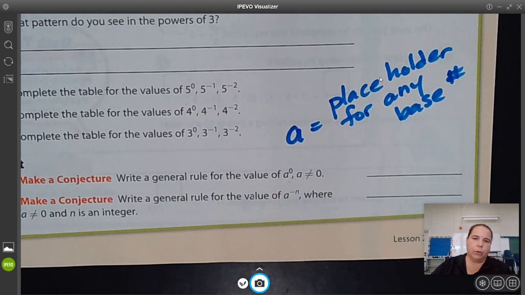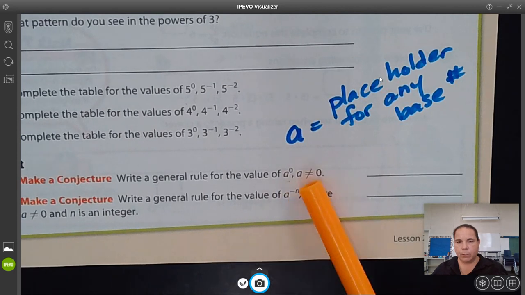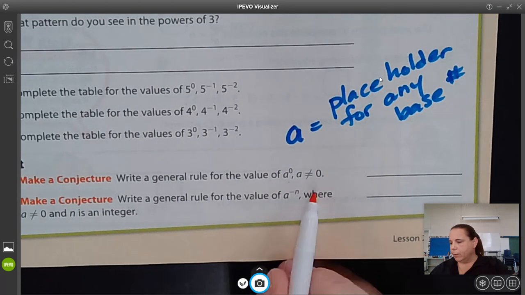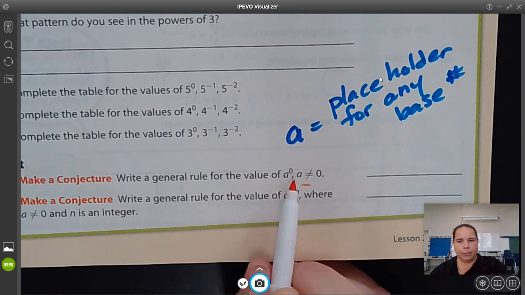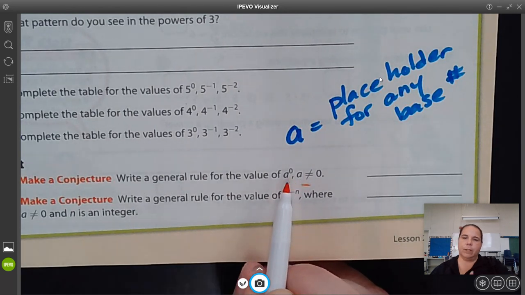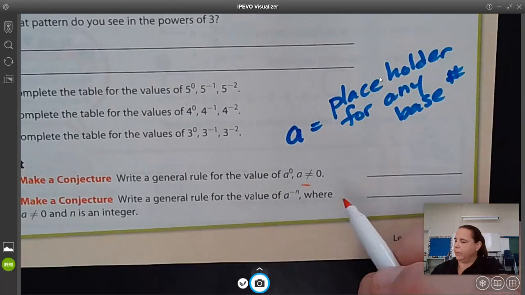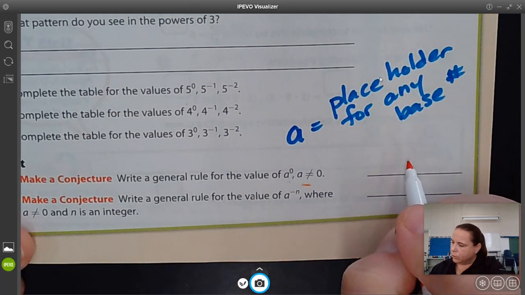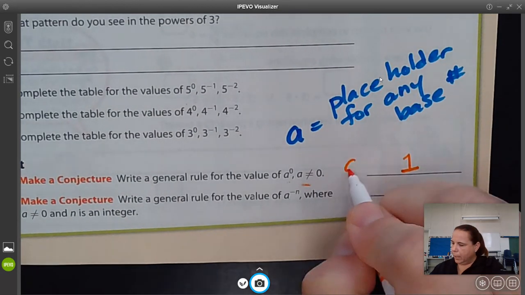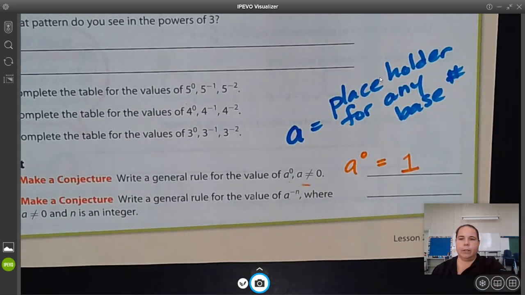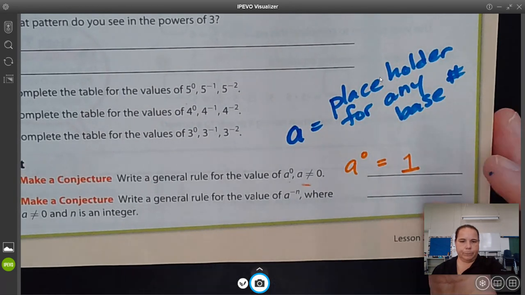And so whether it's a million or 1 over a million, if something is to the 0 power, where A is not 0. Well, if A were 0, so they're giving you some requirements. So A can't be 0. Because 0 times 1, then that would be 0. So that doesn't work. Anything else to the 0 power is just going to be 1. So A to the 0 power is 1.